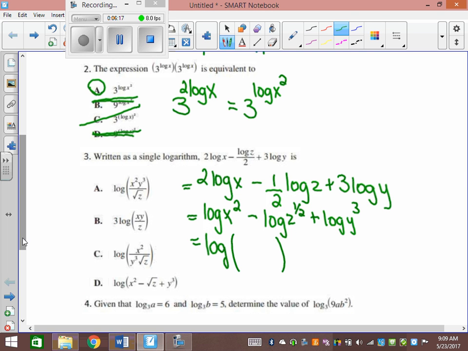Anything with a positive 1 in front stays on the top, in the numerator. Anything with a negative 1 in front goes to the bottom, to the denominator. Okay? So x squared stays on the top. y cubed stays on the top. z to the half goes to the bottom. What is anything to the power of a half? Square root. So which one is it?